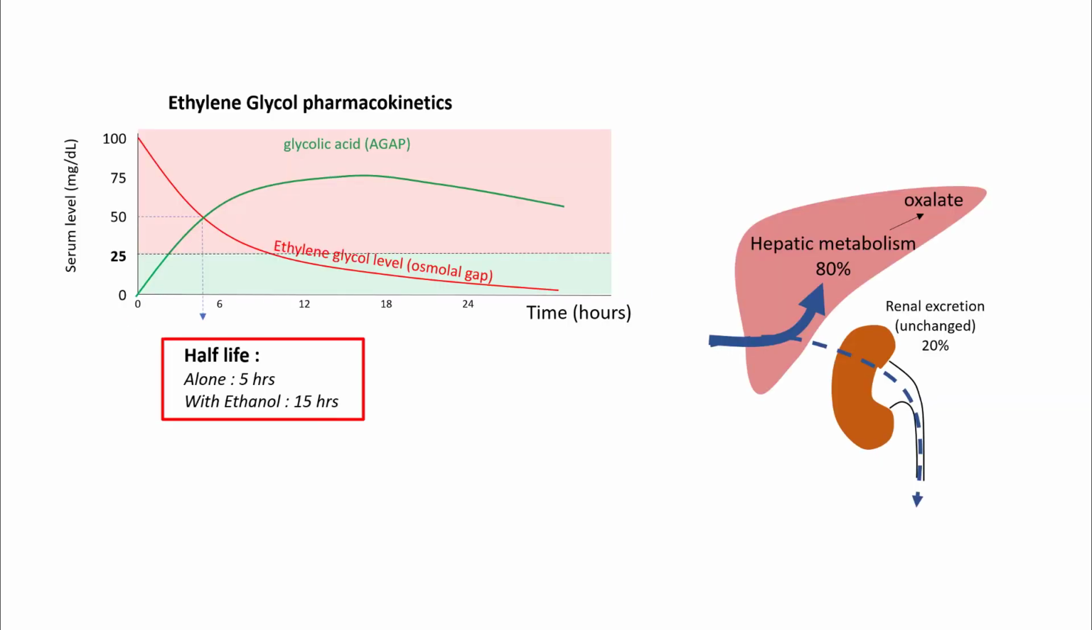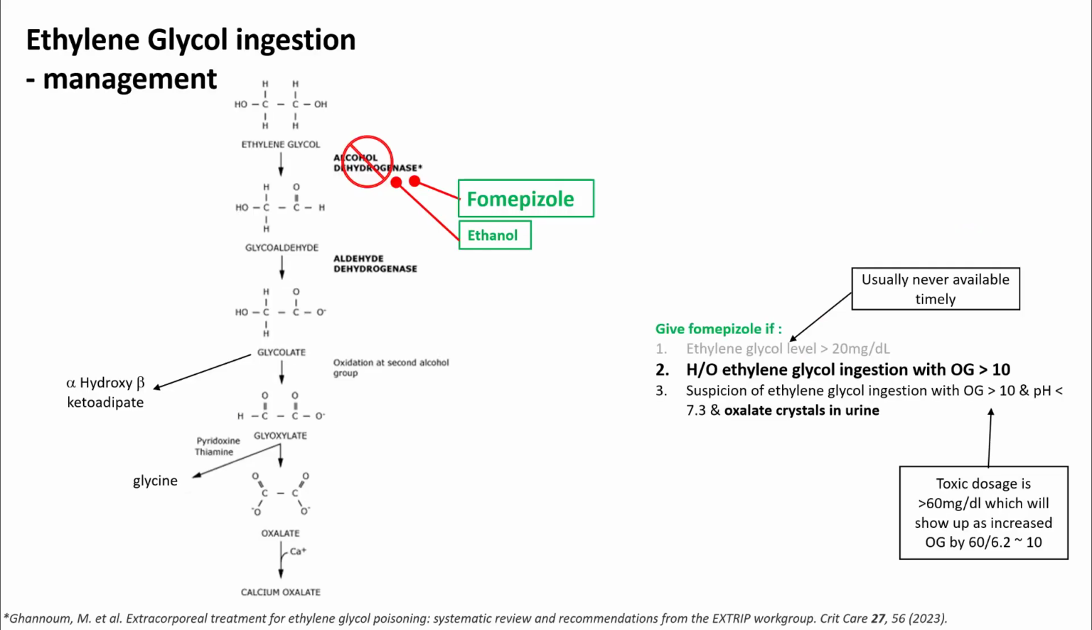Ethylene glycol half-life is around 5 hours and 80% of this is metabolized in liver and 20% is excreted unchanged in the urine. If you are taking it with ethanol, the half-life is around 15 hours. To treat ethylene glycol ingestion, give fomepizole if your ethylene glycol levels are more than 20 mg per dl, and again this number is usually not available timely, so look for history of ethylene glycol ingestion, or if you have osmolar gap more than 10 and you have oxalate crystals in urine. Since the toxic dose is around 60 mg per dl, this should increase your osmolar gap by 10, so this number is easy to remember.